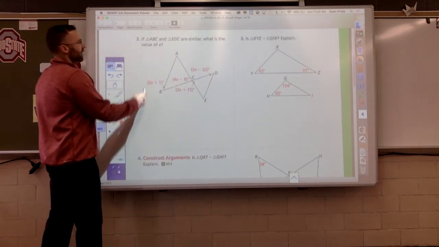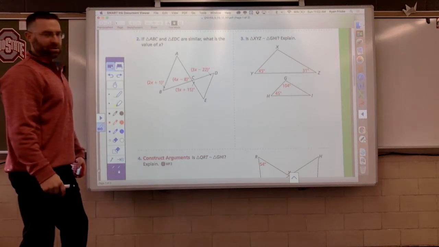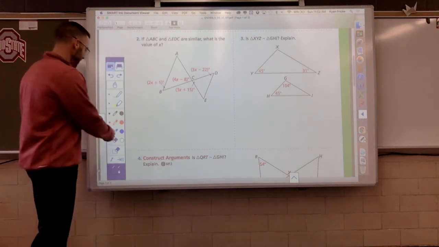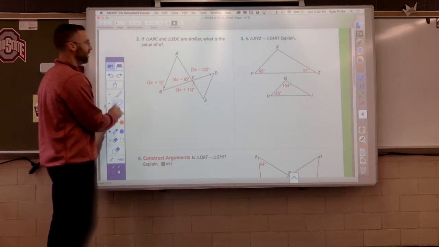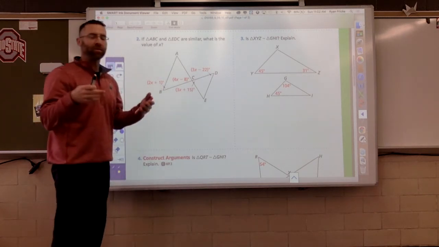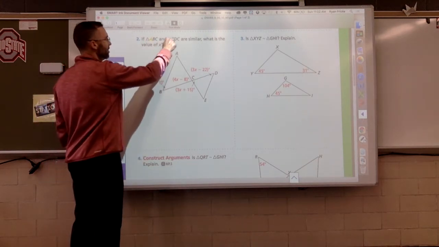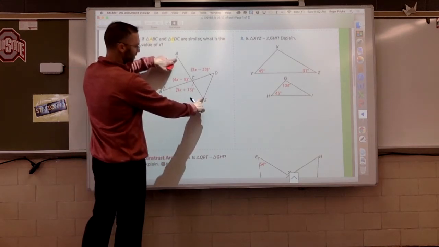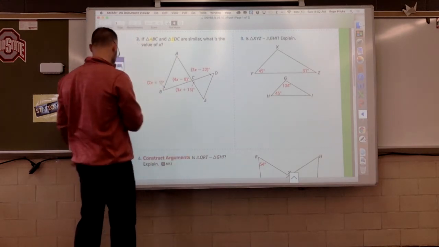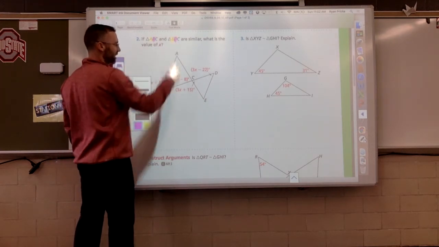It says, if triangle ABC and triangle EDC are similar, what is the value of x? So it's telling us basically, if they are, what's the value of x? So let's find a pair of angles that we would say are congruent. Let's look at how they're named. Angle A and angle E. Are we given that information there? No, so let's not use that. How about we look at B and D.